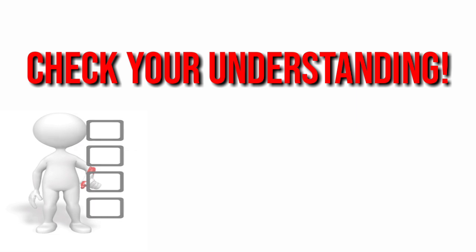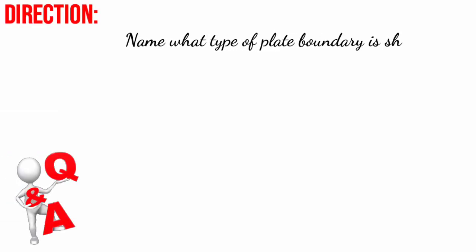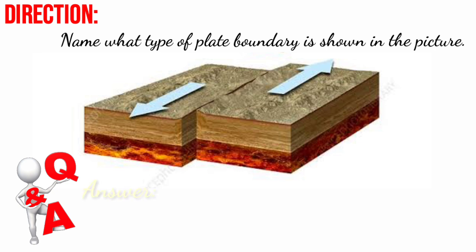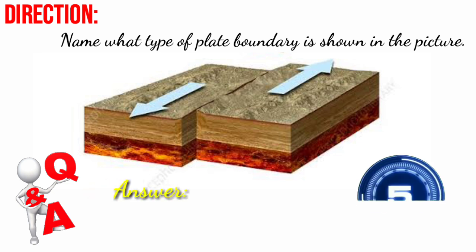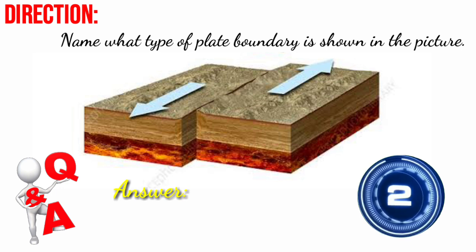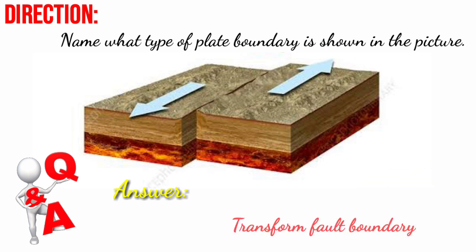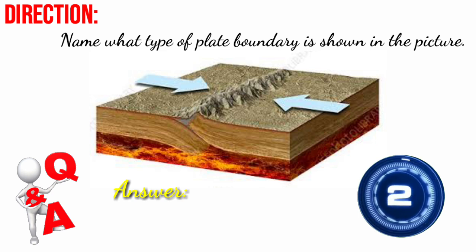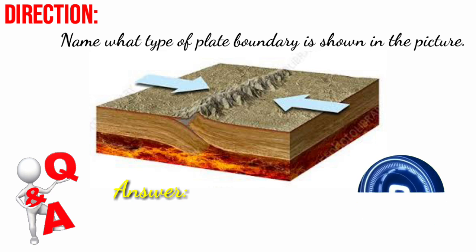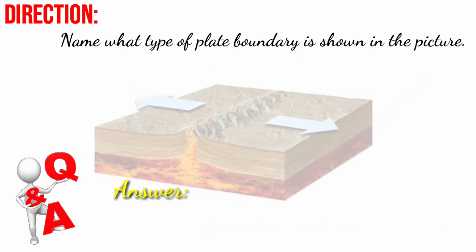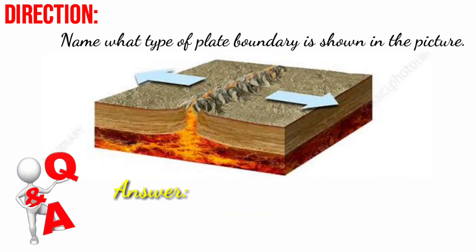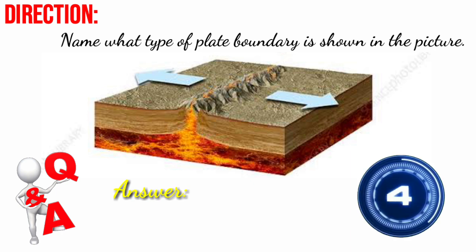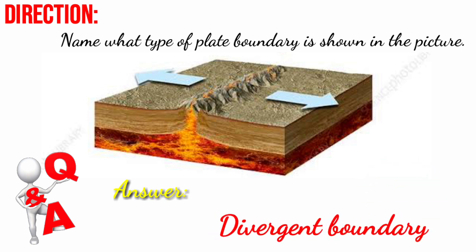Now let's check your understanding. Direction: name what type of plate boundary is shown in the picture. Name it. That's correct. Transform fault boundary. Very good. This is convergent boundary. And there you have it. Divergent boundary.